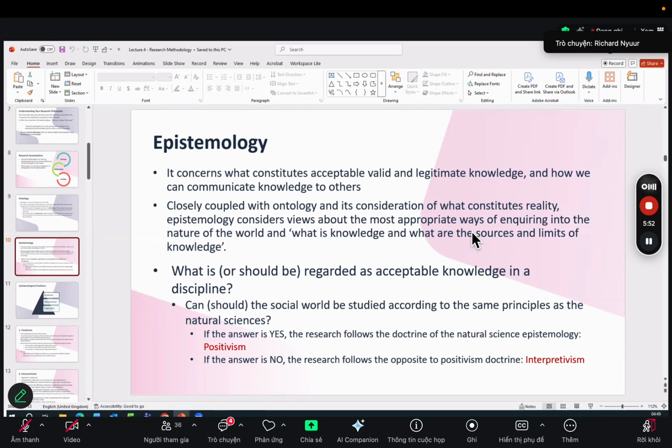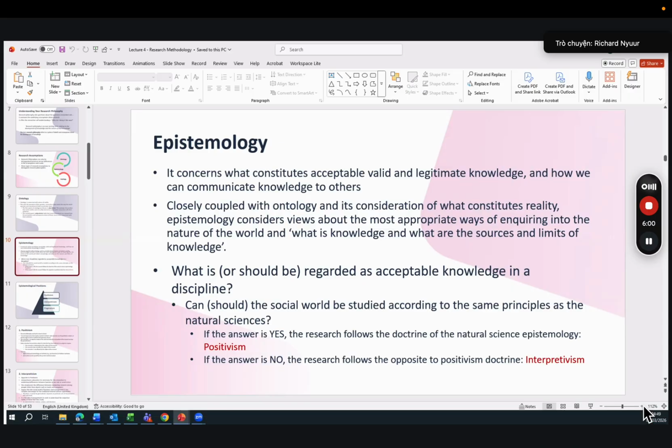But at the opposite end is interpretivism, which is pretty much based on subjective interpretation of phenomena, of social events. And it's again aligned to the subjectivism aspect of the ontology.